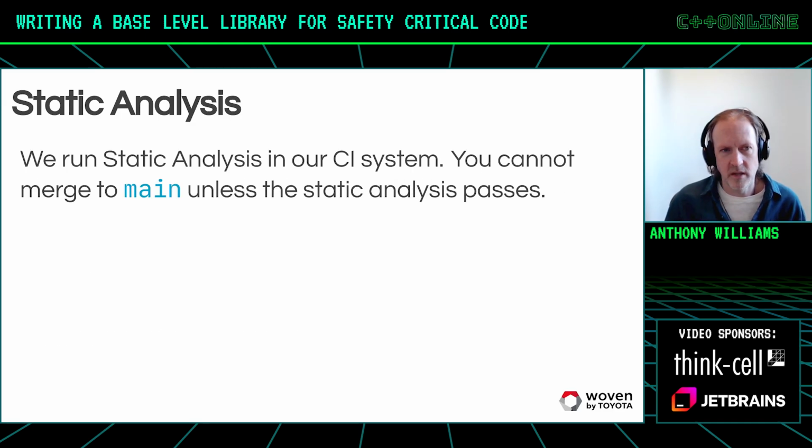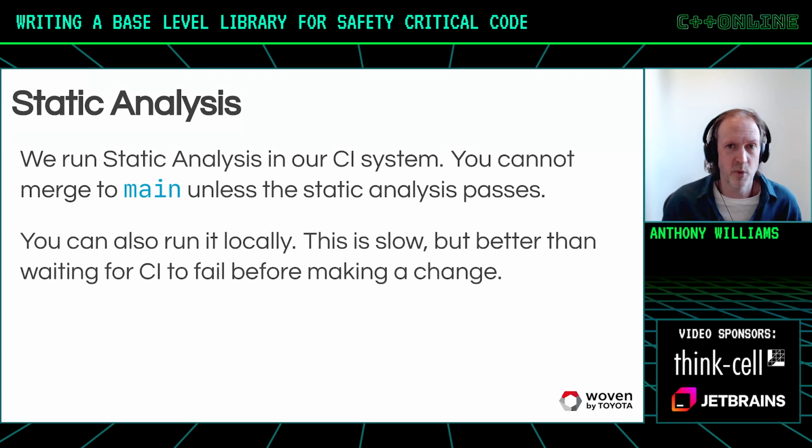And so consequently, we run static analysis in our CI system. You cannot merge to main unless the static analysis passes. It's hardwired there as part of the system, because it's so essential. Obviously, it's also important to be able to run it locally. Static analysis is slow, depending on which tool you're using. On our particular code base, it might take anything between 20 minutes and 4 hours, so doing that every time you make a change is slow.